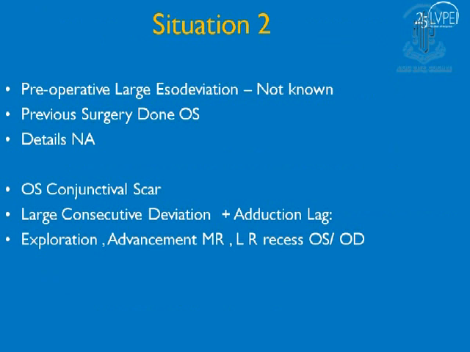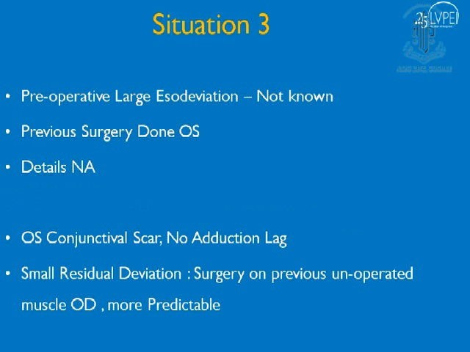Just 2 small scenarios more. If the amount of the preoperative deviation was not known, and what previous surgery was done was not known, but we have again a consecutive deviation and an adduction lag, it would again be more meaningful to do an exploration and plan for the advancement procedure. But if in such a scenario we have only a concomitant deviation and a small amount of residual deviation, it's likely that the muscles will be in an optimum position and we can operate on the previously unoperated muscles in such a case.